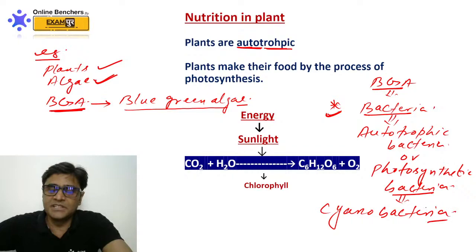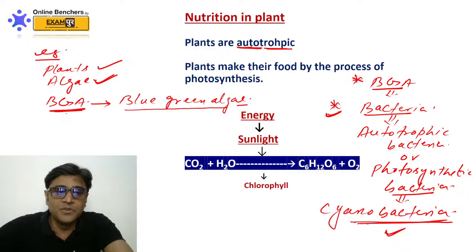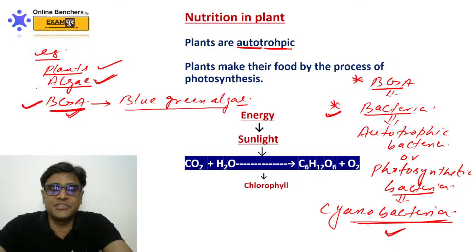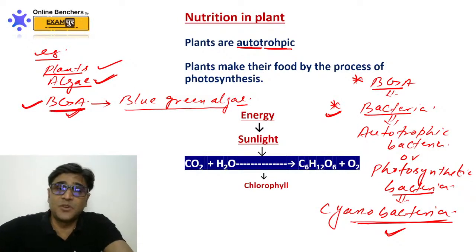So suppose the question is which of the following is not an algae, your answer should be blue-green algae. Please remember, blue-green algae is not an algae, it is a bacteria. Which type of bacteria? Photosynthetic bacteria, or you can say autotrophic bacteria. And autotrophic bacteria are known as cyanobacteria. And cyanobacteria is commonly known as what? Blue-green algae. So please remember, plants, algae and blue-green algae are autotrophic in nature. They are autotrophs. But here we will discuss the plants.